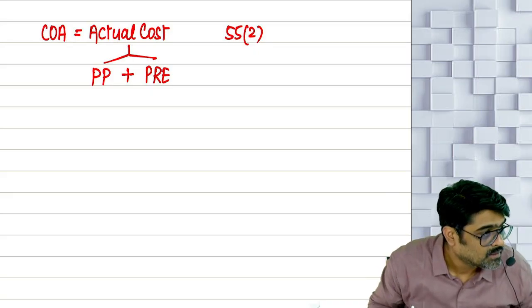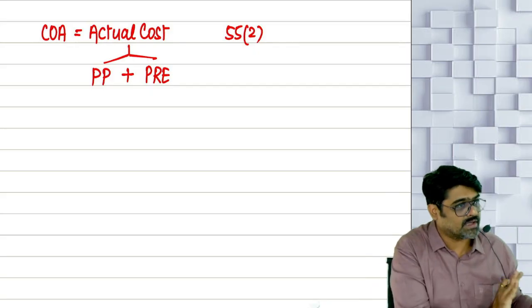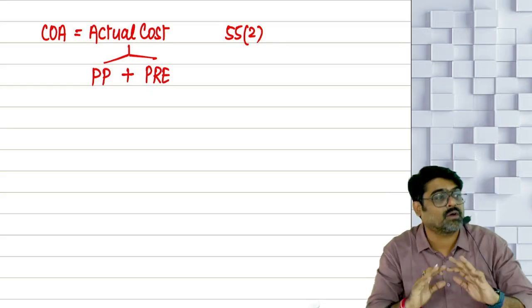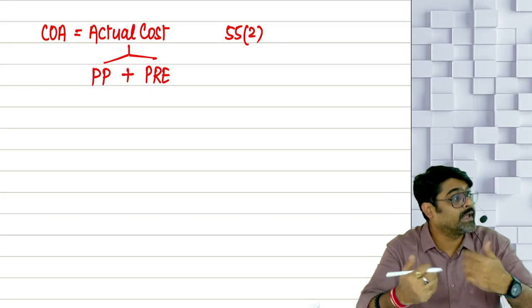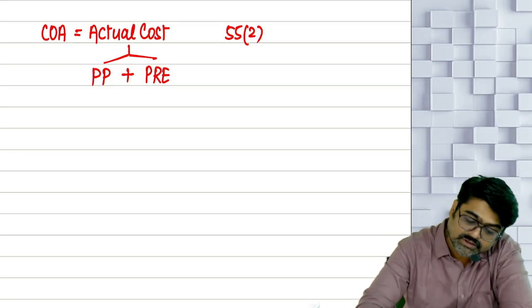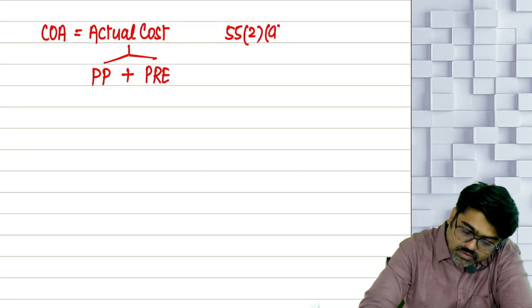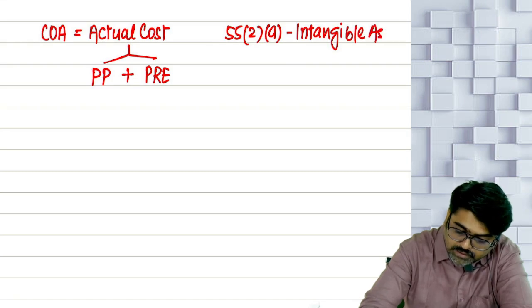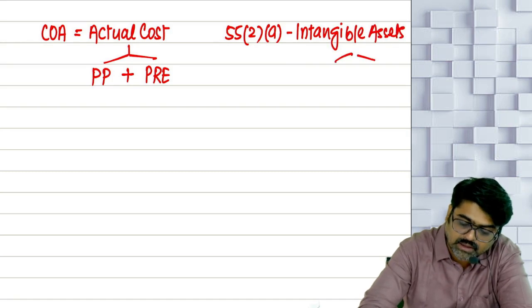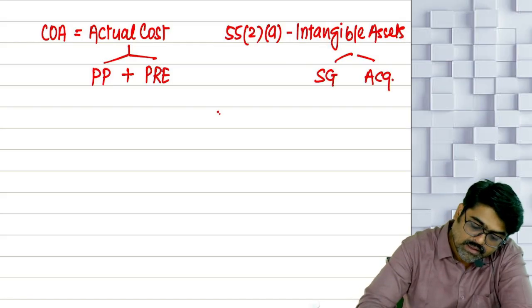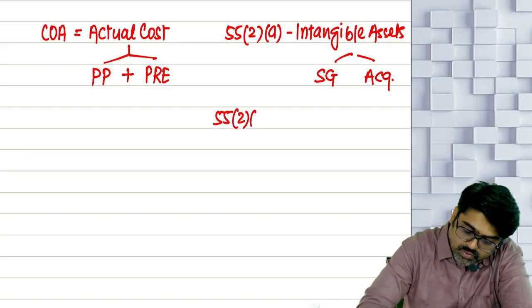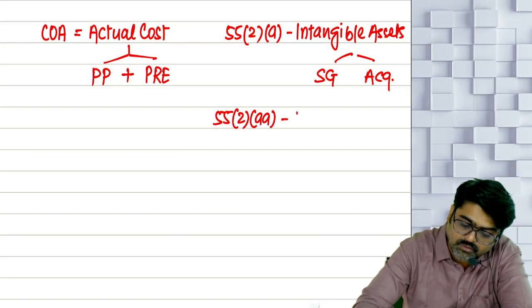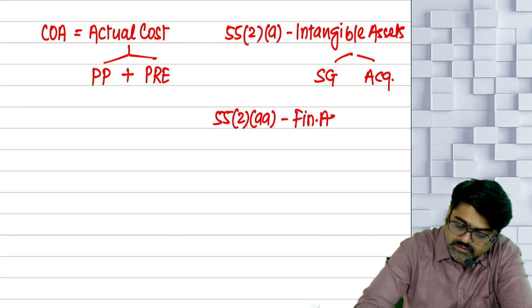Understanding? So for all the assets, it is actual cost. But for certain assets, the cost is already defined. So cost is defined under section 55(2)(a) for intangible assets, whether these assets are self-generated or they are acquired. Then 55(2)(aa) will come: cost of acquisition of financial assets.